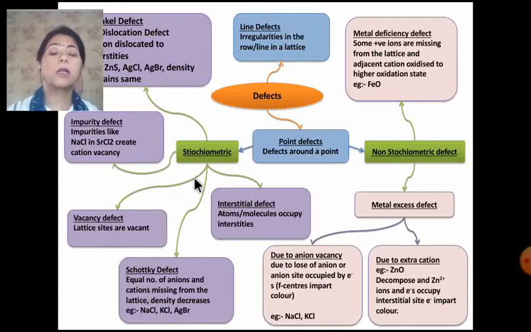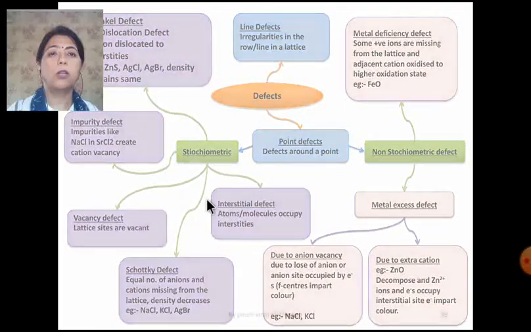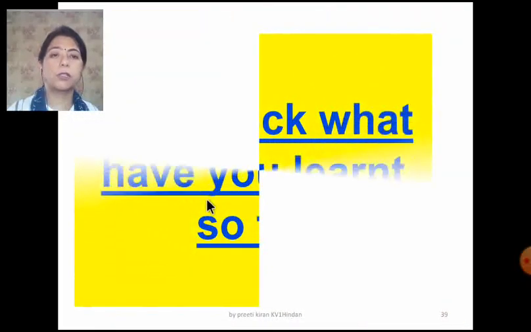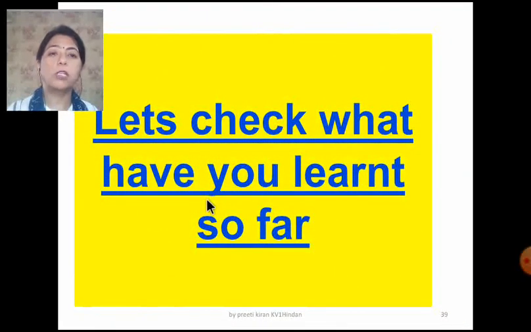But in the ionic solid, they are known as the Frenkel defect and the Schottky defect. Then we talked about the impurity defect and then the non-stoichiometric defect due to the metal excess or the metal deficiency. I hope it's very much clear to you. Now let's do a few questions quickly. Let me check what you have learned so far.